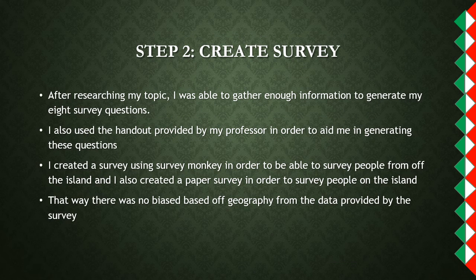So step 2 is to create the survey itself. After researching my topic, I was able to gather enough information to generate my 8 survey questions. I also used the handout provided by my professor in order to aid me in generating these questions. I created a survey using SurveyMonkey in order to be able to survey people from off the island, and I also created a paper survey in order to survey people on the island. That way there was no bias based off geography from the data provided by the survey.